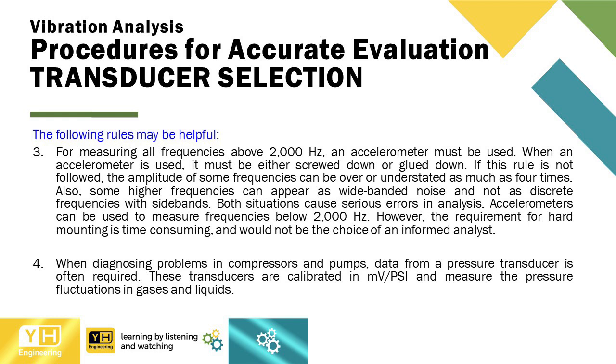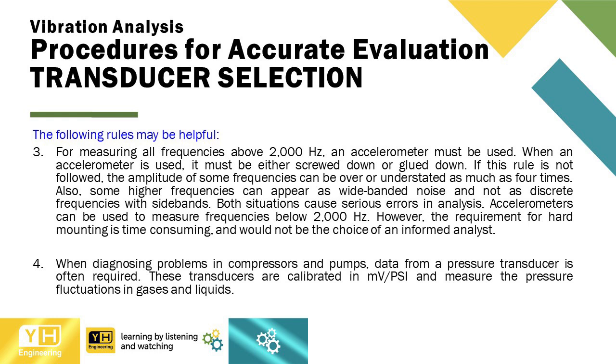When an accelerometer is used, it must be either screwed down or glued down. If this rule is not followed, the amplitude of some frequencies can be over or understated as much as 4 times. Also, some higher frequencies can appear as wide-banded noise and not as discrete frequencies with sidebands. Both situations cause serious errors in analysis. Accelerometers can be used to measure frequencies below 2000 Hz. However, the requirement for hard mounting is time-consuming and would not be the choice of an informed analyst.